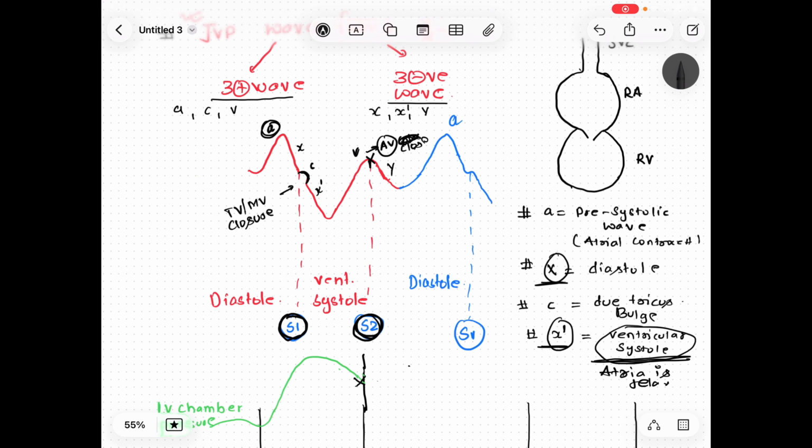Then when the blood fills the atrium, the pressure rises, which forms the positive wave, which is V wave. Then again the AV valve closes and the tricuspid valve opens. Then there is a rapid filling, which forms the Y descent. We will discuss each wave in detail.